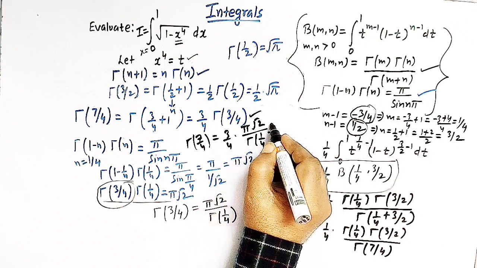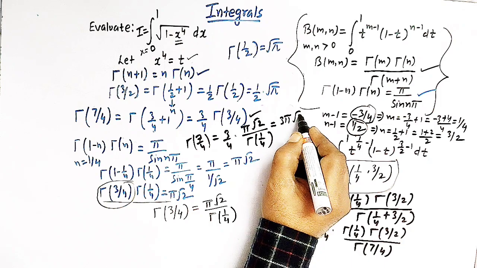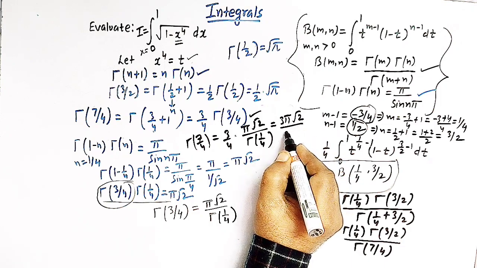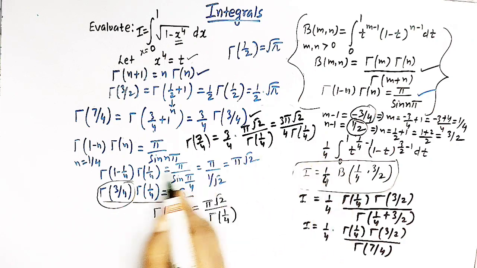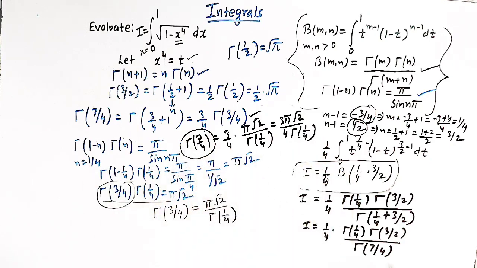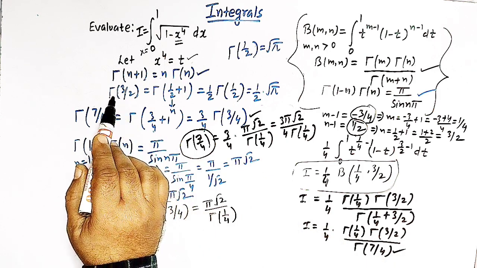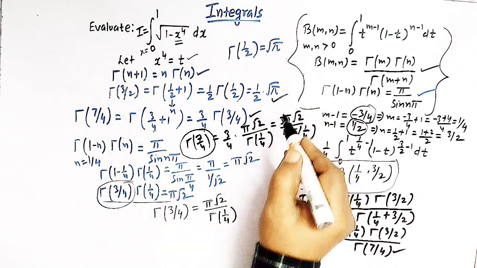So now we can rearrange the terms. So we have 3 pi root 2 divided by 4 times gamma 1 over 4. So now let us substitute the value of gamma 7 over 4 in this relation, and then we'll also substitute the value of gamma 3 by 2, that is half root pi.